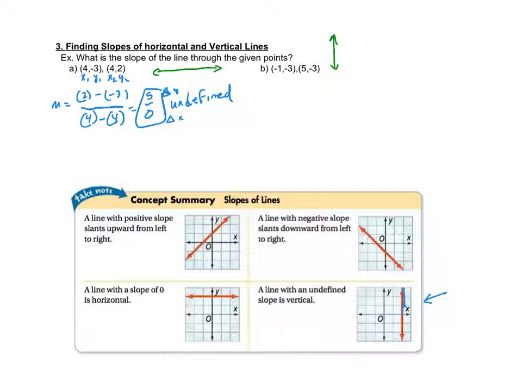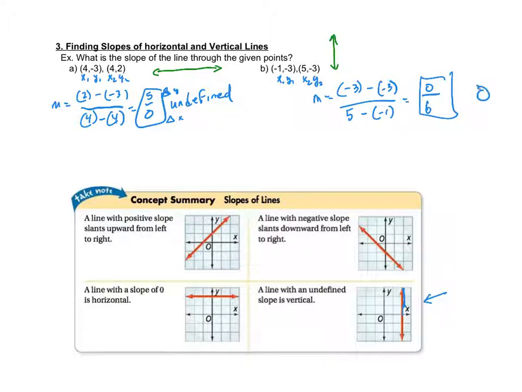And now when I look at this next one, it's probably going to be the example of a horizontal line. But m is going to be equal to, with x1, y1, x2, y2, negative 3 minus negative 3 over 5 minus a negative 1. And then we end up with 0 over 6, and that is equal to 0.